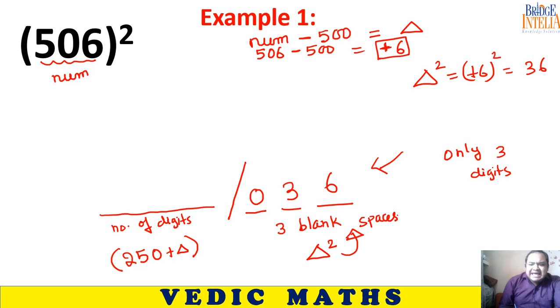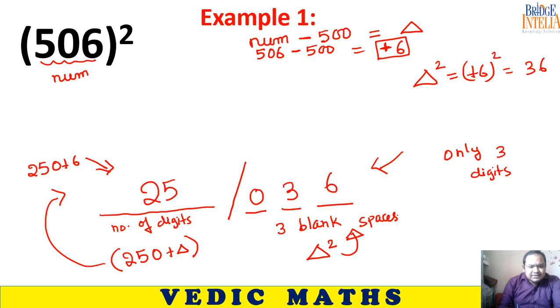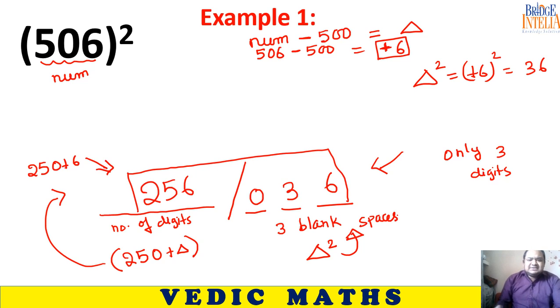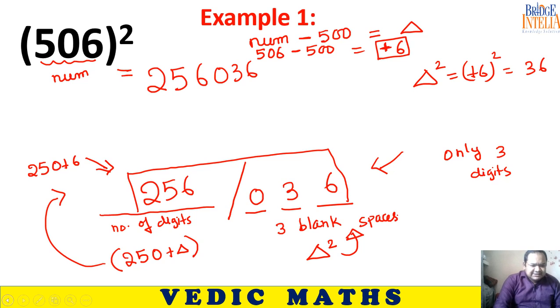Coming to the first blank space, we have to write 250 plus delta. Delta is 6, so 250 plus 6 comes out to be 256. So the final answer is 256036.